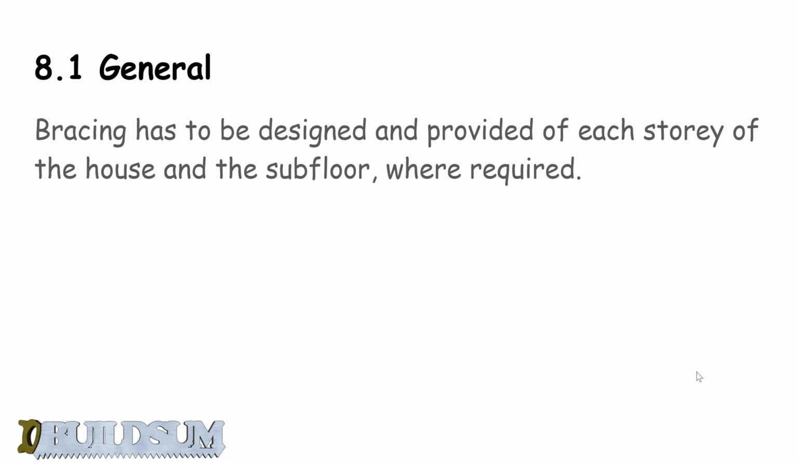The first paragraph says that bracing has to be designed and provided for each story of the house and the subfloor where required. So if you have a 2-story house, you have to design the bottom floor and the second floor independently of each other. There are different requirements because the second floor has more wind exposure, etc. And also, if you've got a subfloor, if the house is up on piers, you have to design for that as well.